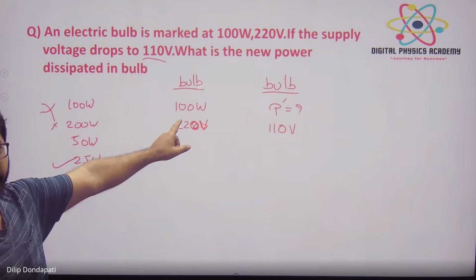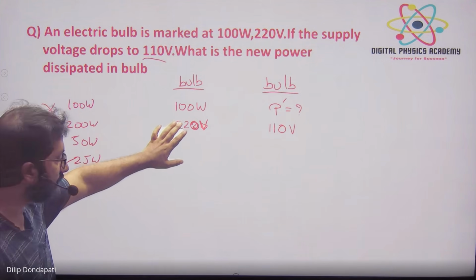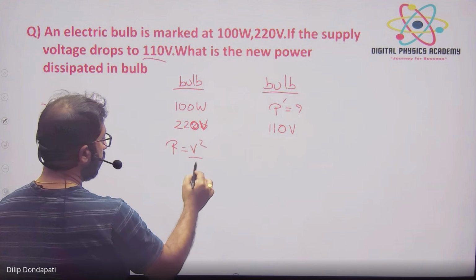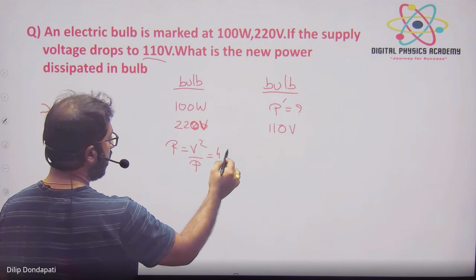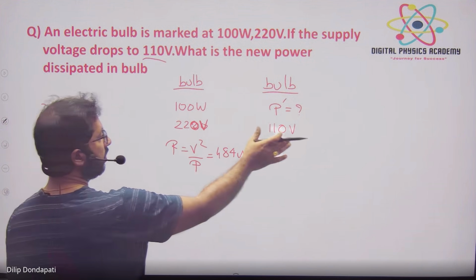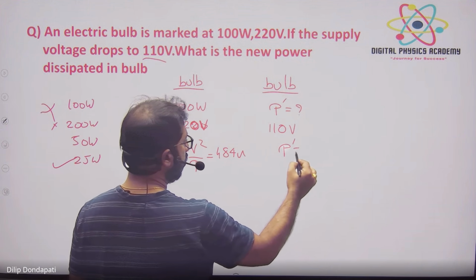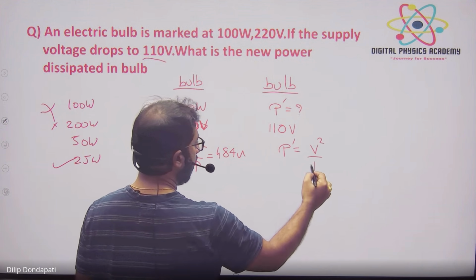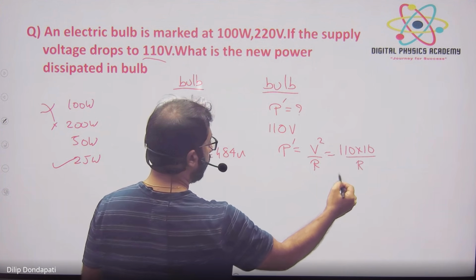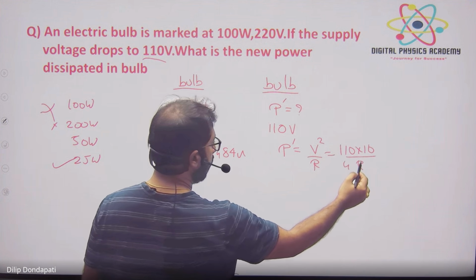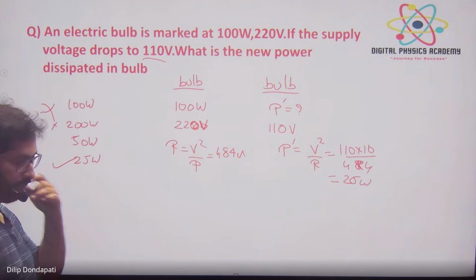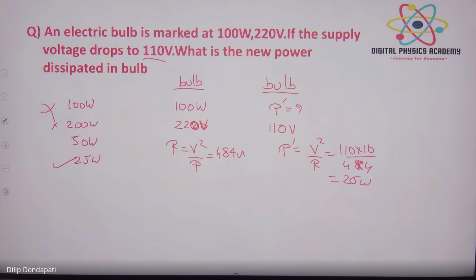Resistance is constant, right? So first find the resistance here. R is equal to V square by P, right? Now only we calculate. 484 ohms. Now use this resistance in this. P dash is equal to V square by R. So 110 into 110 by R, we'll get R is 484, so it is 25 watts. Okay? Sure.